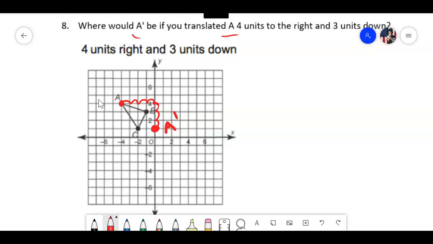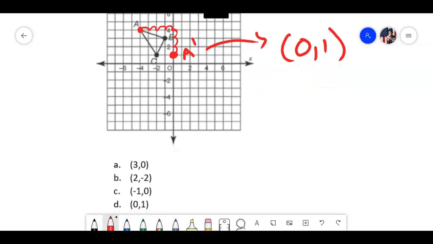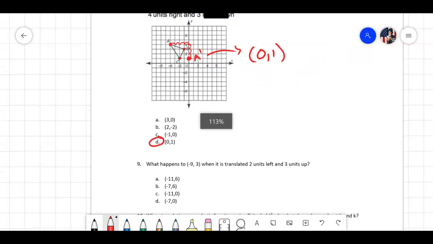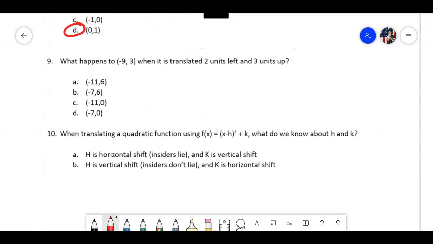So what is the coordinates? All right, so the coordinate for that point is going to be 0, 1. And the best answer is going to be letter D, okay? Now these other ones are distractors because they are moving different letters, this E or this C, right? So careful on that. And then down here, what happens to negative 9, 3 when you translate it 2 to the left, 3 units up?